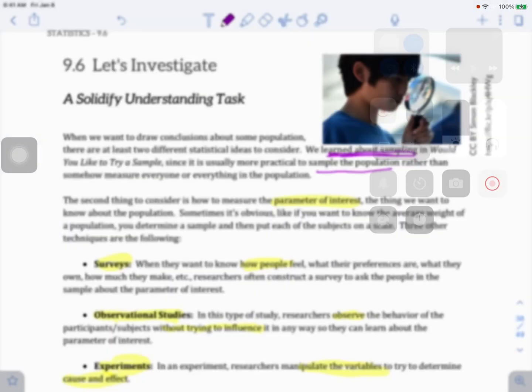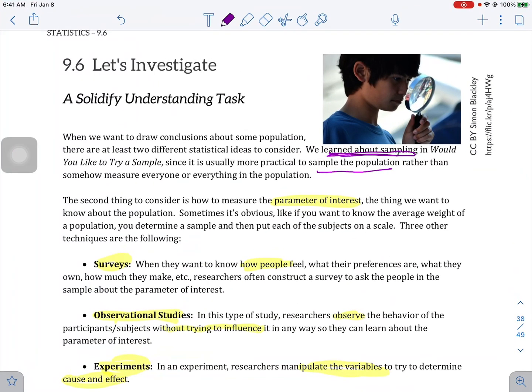Welcome. For this one, we're looking at 9.6, task 6. In the previous, we did a lot of things with sampling, because sampling means that you're just taking part of the population, and it's not always feasible to take the entire population. And so some strategies to make sure that your sampling would represent the population.